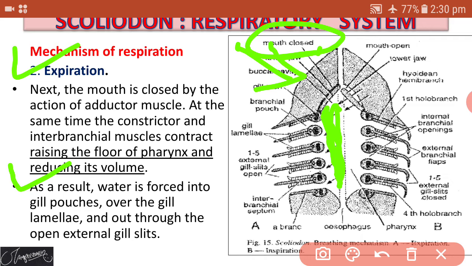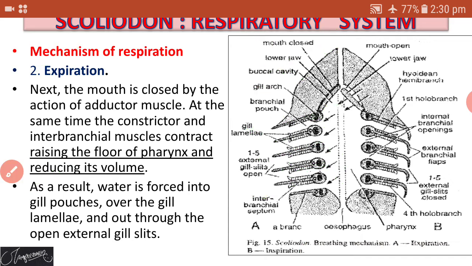At the same time, the external branchial flaps are widely opened, and water comes out of the body through these apertures, these gill slits, towards the outside. At the same time, with the outgoing water the bathing of the gills takes place. This is the process of expiration.